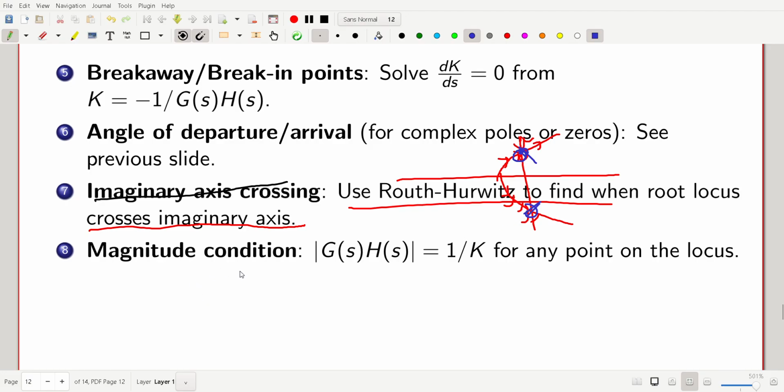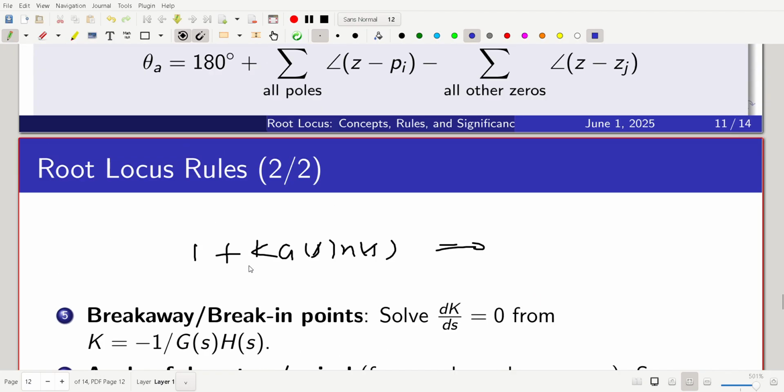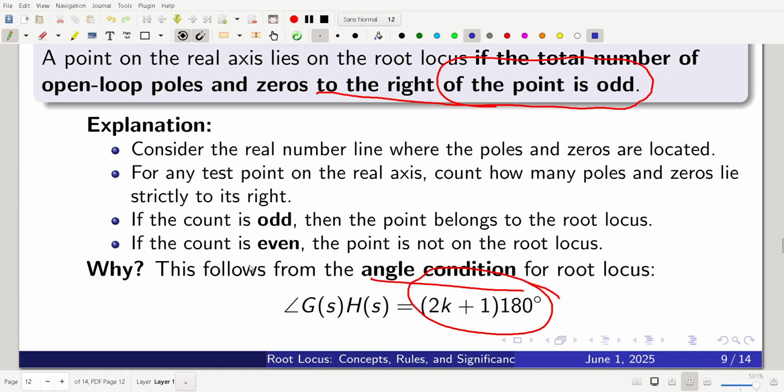This is the magnitude condition, okay. The magnitude of K into G(s)H(s) will be 1. If any point lies on the root locus, it should fulfill both conditions, the magnitude condition and the phase condition. All right, this is the phase condition: an odd multiple of 180 degrees.